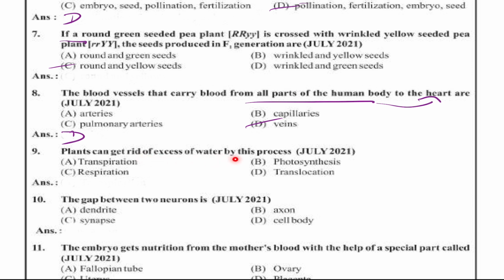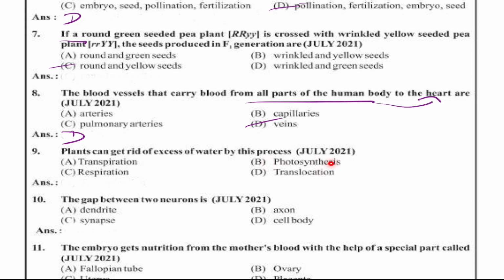Coming to the ninth question, plants can get rid of excess water by this process. Which is the process by which plants lose water? That is, the excess water is lost by the process of transpiration. It is a direct question. Even though we know option A is the correct answer, let us have a look at the other three options.